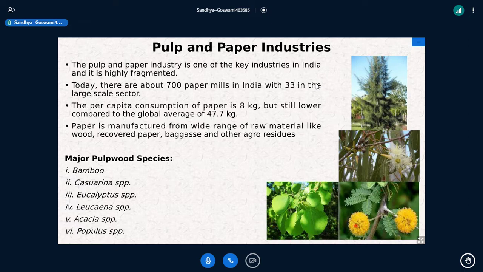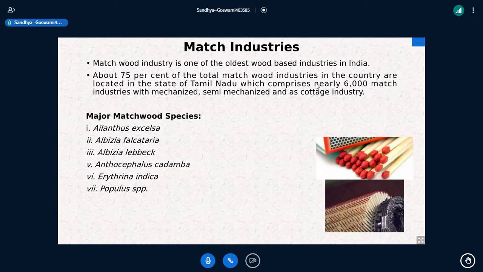Poplar tree, acacia tree, eucalyptus leaves se dekh sakte ho na, and here you have casuarina, right? And bamboo to aap sabne dekha hi hai. These are various trees whose wood is used for the purpose of the paper industry. And hamare nazdeek mein, Uttarakhand ke nazdeek mein, in Saharanpur of Uttar Pradesh, it is an industrial hub, you know, and there eucalyptus and poplar wood is used largely for making paper, right? So this is a brief idea about all the industries we will be having.